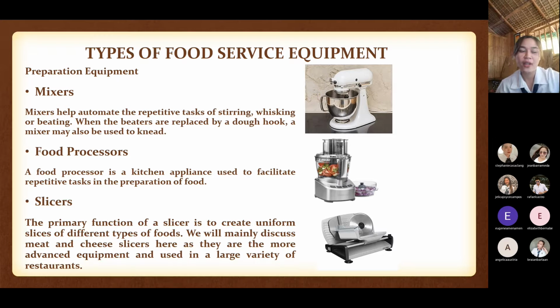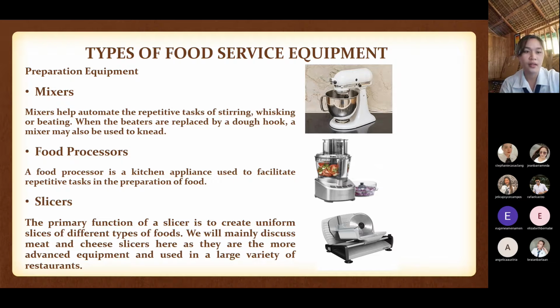I am Melanie Aquino and I will report on the types of food service equipment. The first one is mixers. Mixers help automate the repetitive task of stirring, whisking, or beating. When the beaters are replaced by a dough hook, a mixer may also be used to knead.